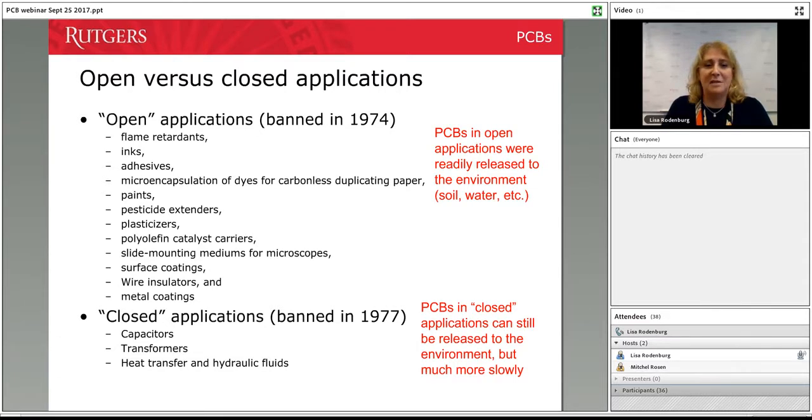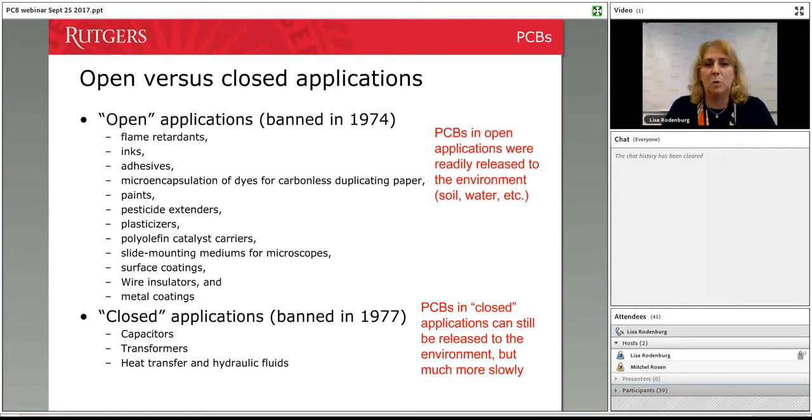Paints, pesticides, plasticizers, all kinds of stuff, surface coatings, metal coatings, wire insulators. Every ship built by the Navy that had any kind of wire in it, which was every ship built by the Navy, had PCBs in it. So when the Navy goes to break down these old ships, they have to do something about the PCBs.